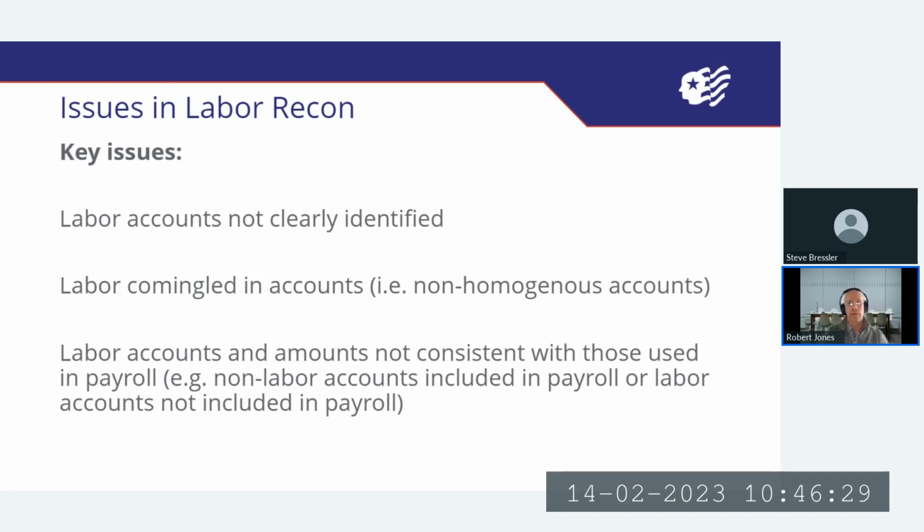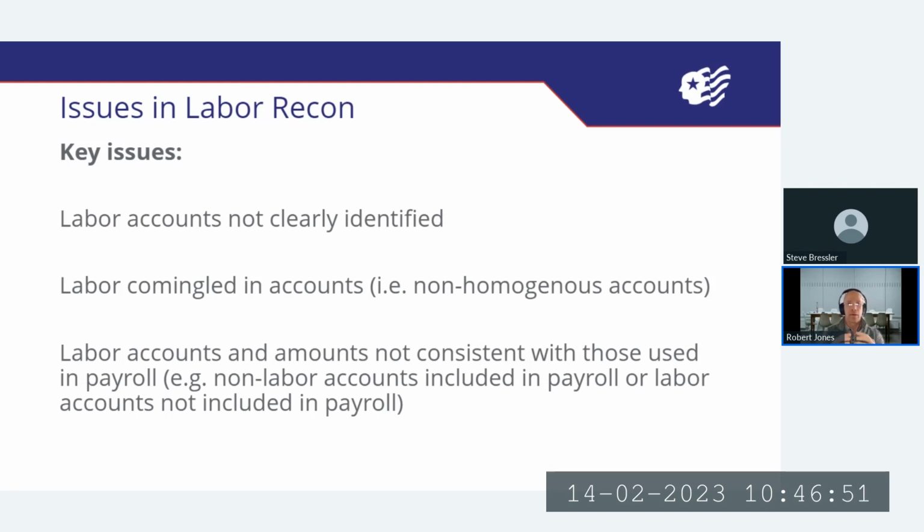Labor accounts are not clearly identified. So meaning that the title of the account needs to be labor. We've got to be very clear about that. We have to have homogeneous accounts, meaning that we have not commingled, right? If we've commingled costs in there, then I no longer have homogeneous accounts and things aren't going to reconcile, right?